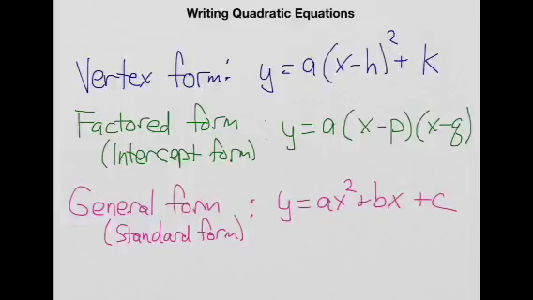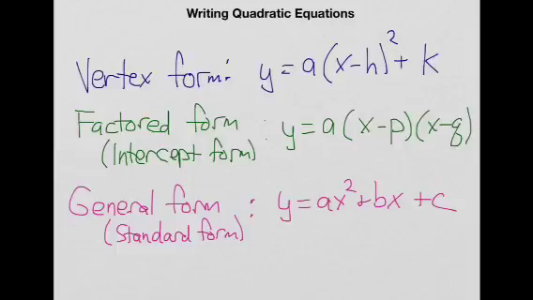In this video, we're going to talk a little bit about writing a quadratic equation if you're given a graph. And the deal with writing these equations depends on what information you can easily get, what is the easiest way to draw the graph. So we're going to talk about the three basic forms. We've got the vertex form, y equals a times x minus h squared plus k. We've got the factored form or intercept form, which is a times x minus p times x minus q, and the general form, which is ax squared plus bx plus c.